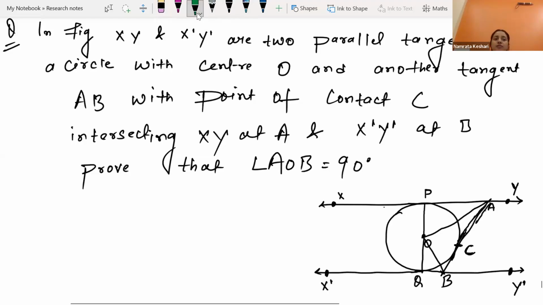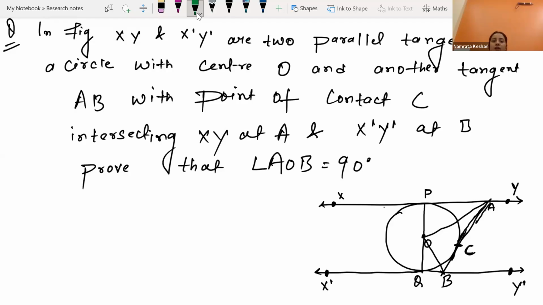So in the given figure, xy and x dash y dash are two parallel tangents. You can see we are having two straight lines xy and x dash y dash. These two are parallel lines and these two are tangents also, which we can see in the figure. P is the point of contact, Q is the point of contact. We can already see in the figure.